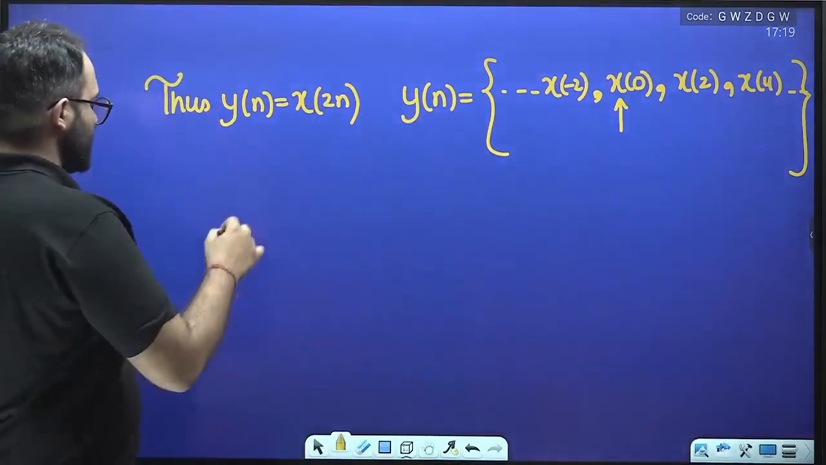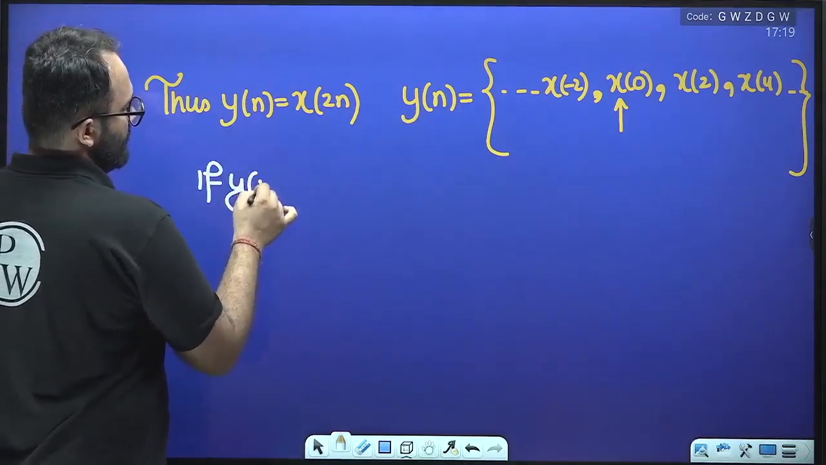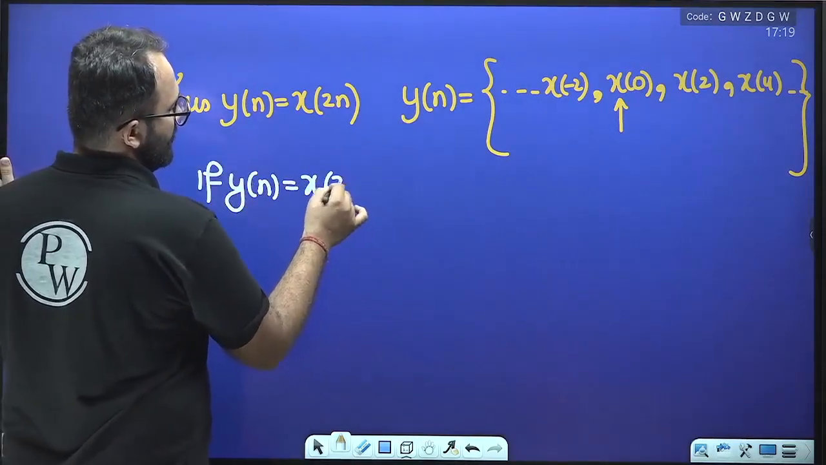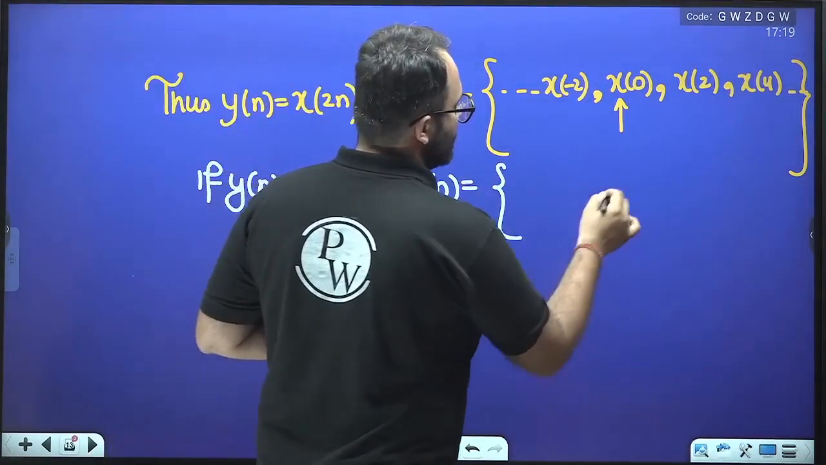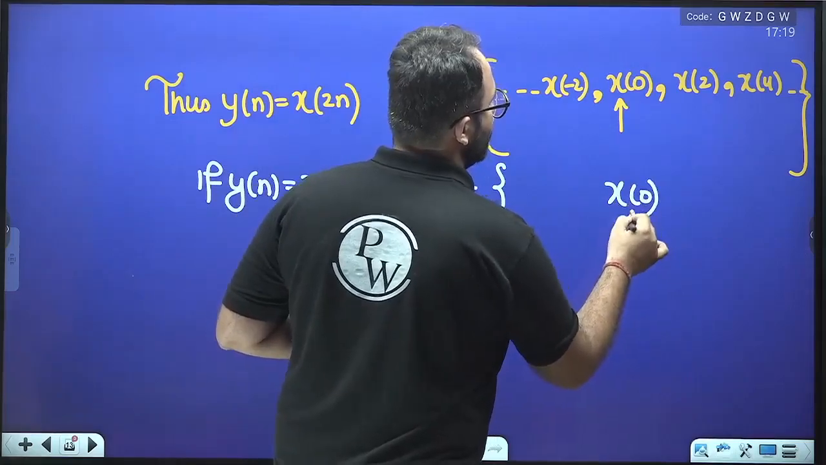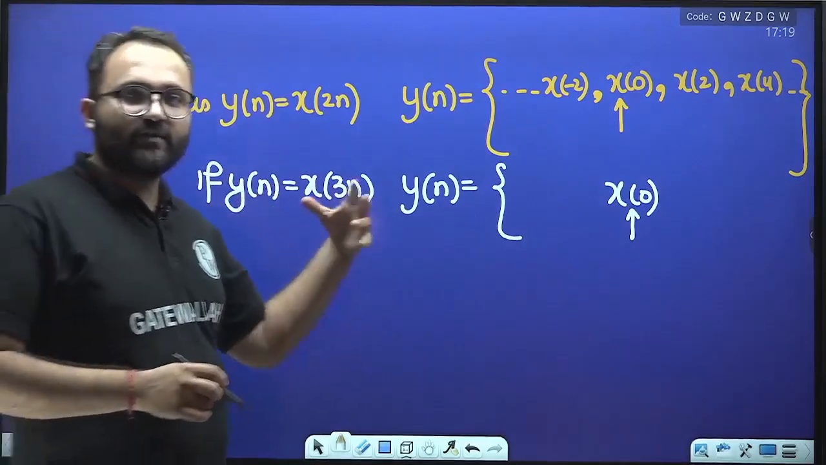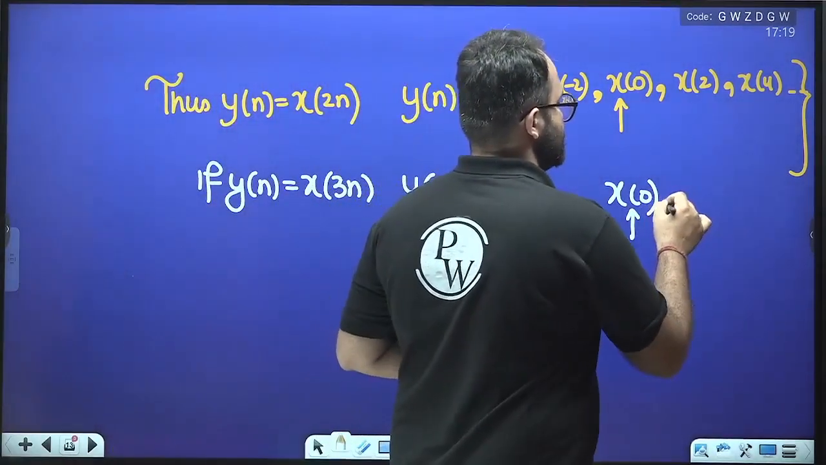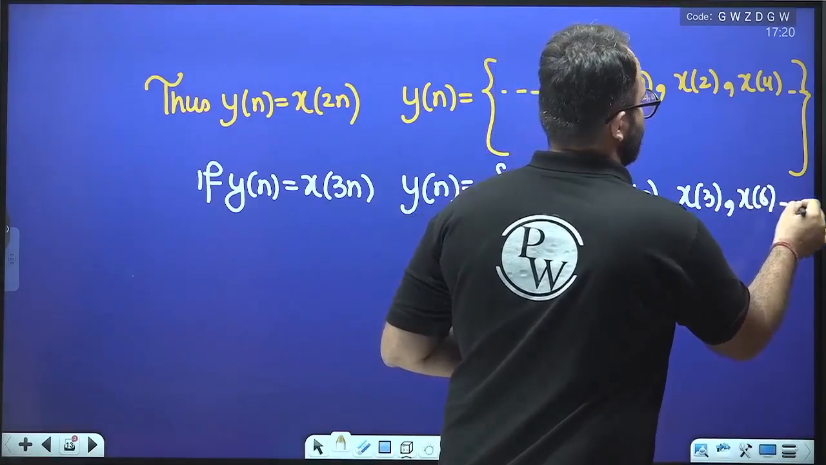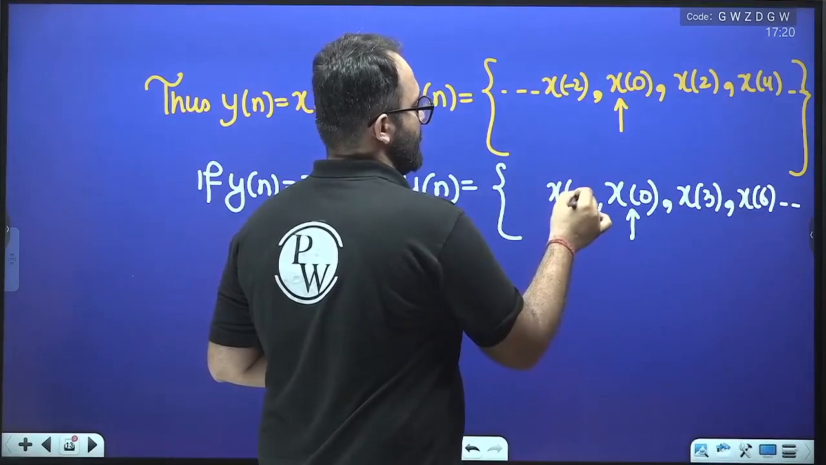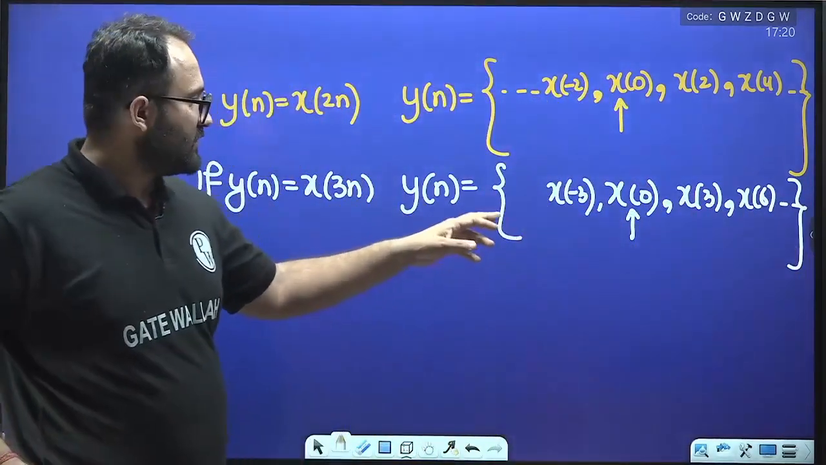Similarly, if yn is equal to x of 3n, then what will be the 0 location? At 0 we will get x0 only. But at n equal to 1, y1 is equal to x of 3, then x of 6 and so on. So this is your yn.